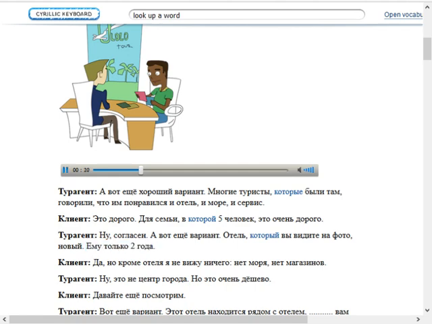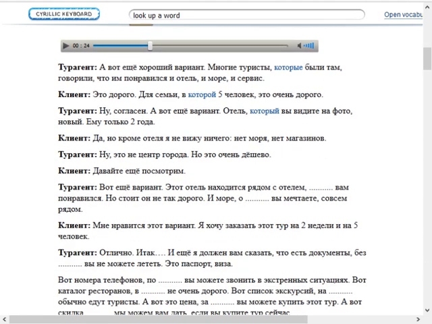Да, но кроме отеля я не вижу ничего. Yes, but кроме means like besides. Besides the hotel, я не вижу ничего. I don't see anything. Нет моря, нет магазинов. No ocean and no shops. So from the hotel, I can't see anything. Or apart from the hotel, I can't see anything. No ocean and no shops.